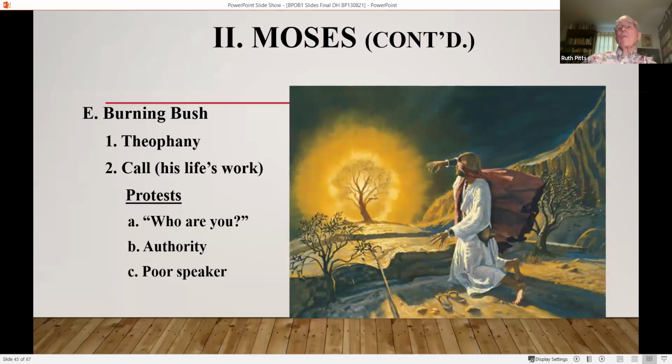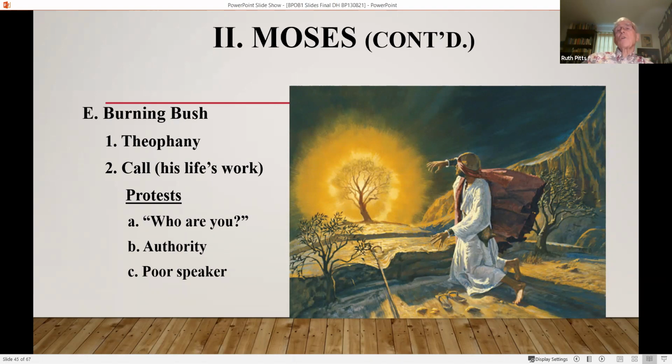The burning bush episode, this is called a theophany. When you have a visible appearance of the presence of God. Theos is God. And so the idea is that God makes himself known, God appears. And so this is the call. This will determine his life work.